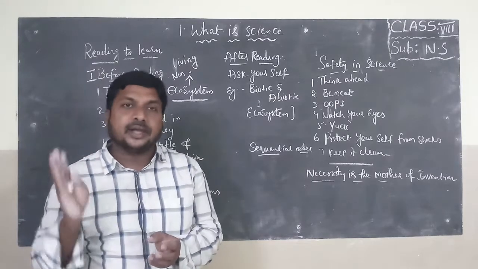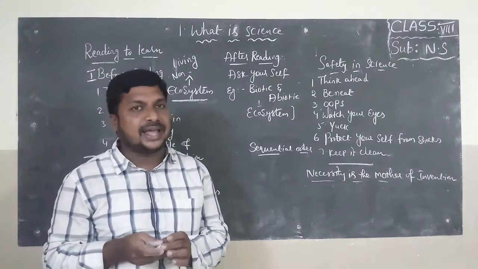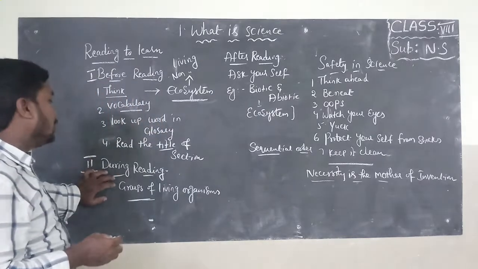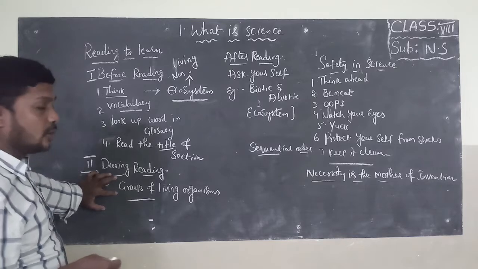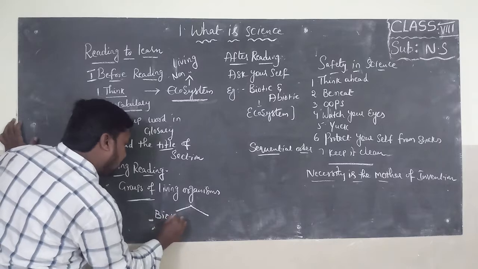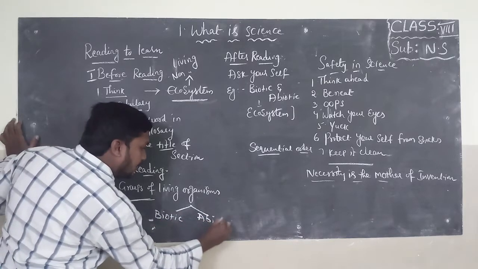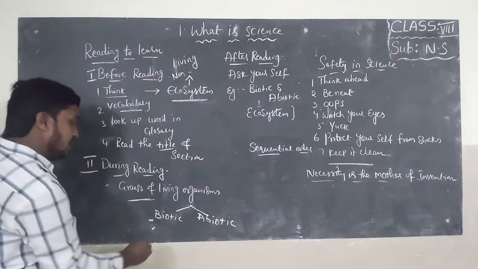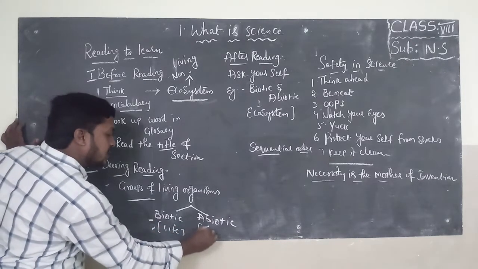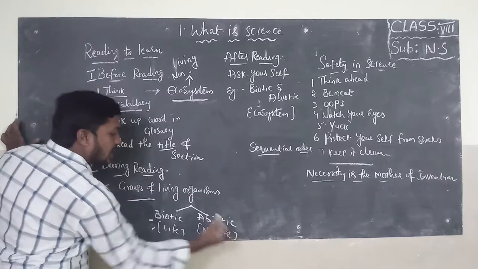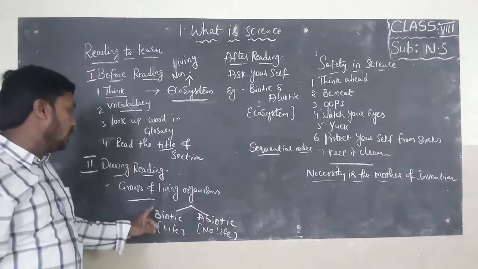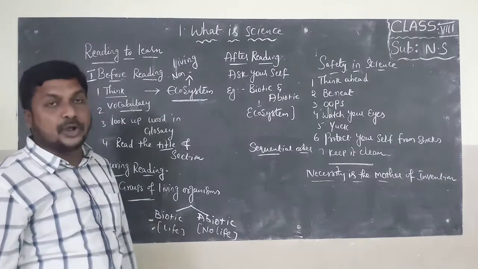Endangered, which are ready to become extinct, ready to vanish from the earth, are known as endangered species. So during reading, you have to observe the groups of living organisms. Here, groups of living organisms means biotic and abiotic. Biotic means which have life. Abiotic means which does not have life. So during reading, you have to read carefully about biotic factors and abiotic factors.